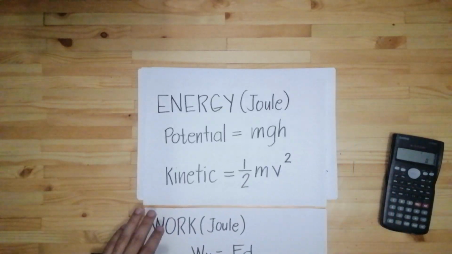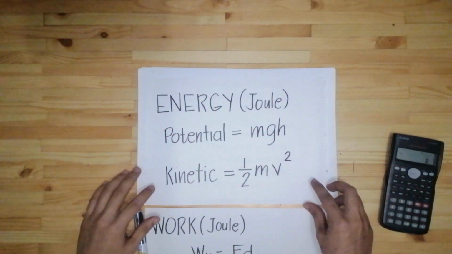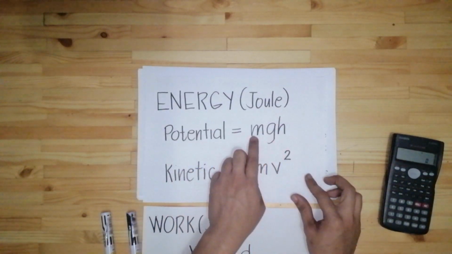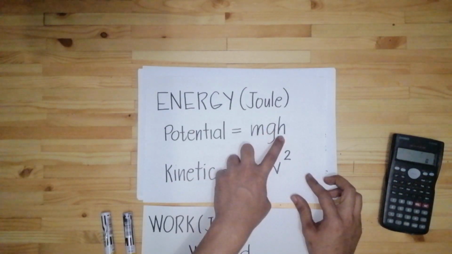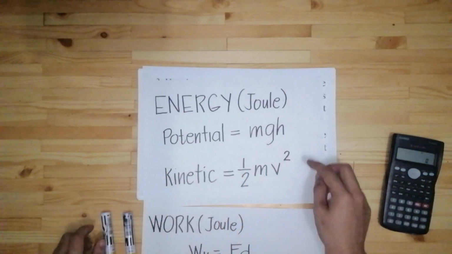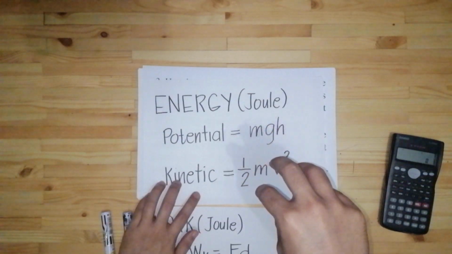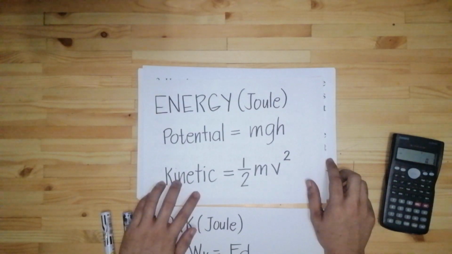Then we also have the energy. We will be discussing two types of energies here. We have the potential energy, which has a formula of mgh. M stands for the mass. G is the gravitational acceleration that is constant, and it is equal to 9.8 meters per second squared. H stands for the height. So pag potential energy, may height siya. So ang object na inaangat natin, nag-store siya ng energy, and that energy is called potential energy.